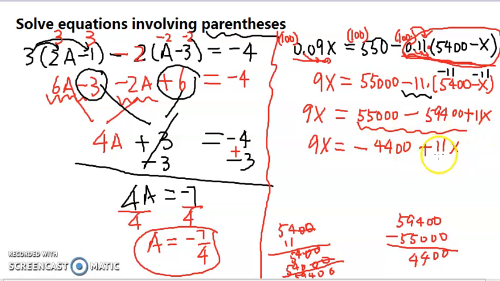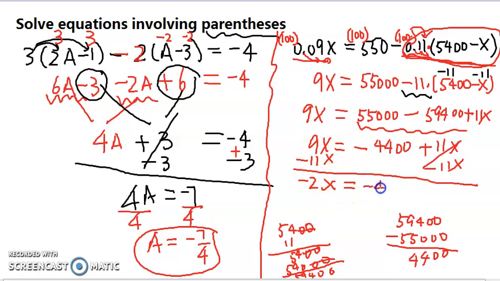Now we're going to move 11x to the left. They are like terms, but they're on the opposite side. So we have to move one of them to the other. 9 minus 11 is negative 2. And the last step, we can divide both sides by negative 2 to get rid of the number in front of x. So negative divided by negative is positive. 44 divided by 2, it's 22. And there's 2 zeros. So that's the final answer.